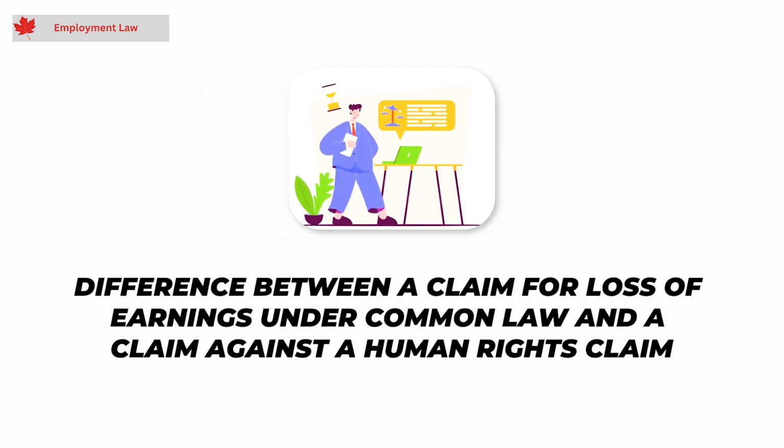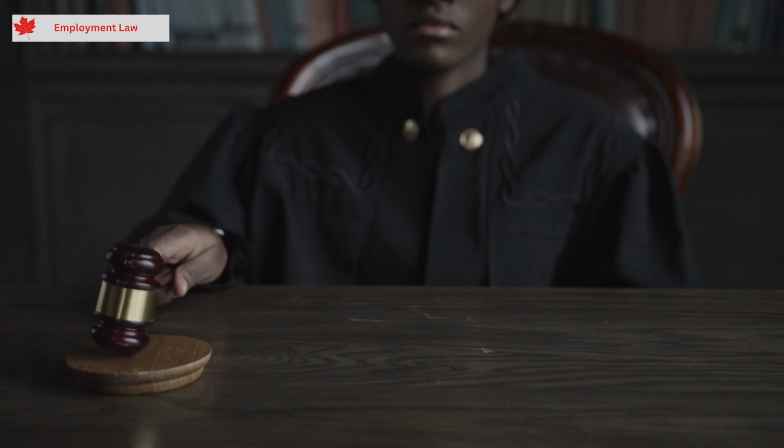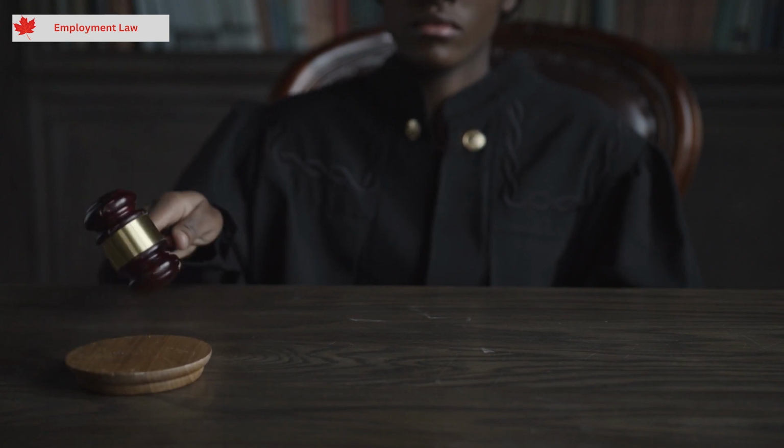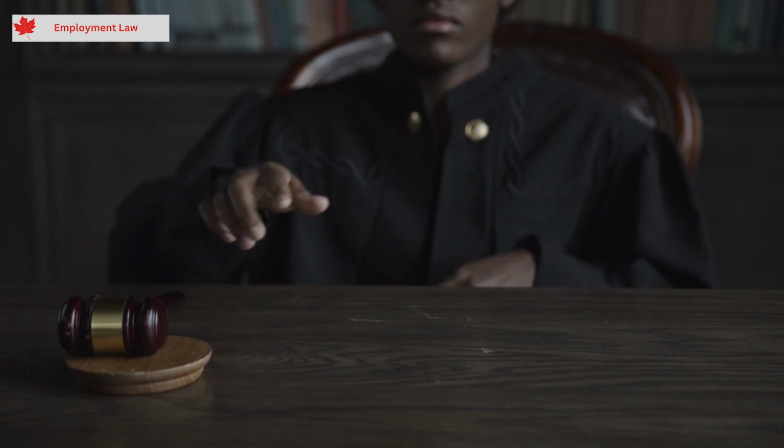In this video, I want to explore the difference between a claim for lost income under a common law claim as opposed to a human rights claim, and there are extremely dramatic differences. So in the common law claim for wrongful dismissal, the court will set a notice period, whatever that may be, and then determine what income the employee would have earned in that period of time, less any monies that the employee did earn or should have earned by mitigation of employment. So that's the typical framework of a claim for wrongful dismissal.